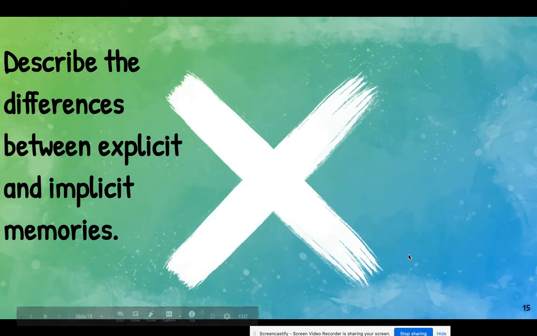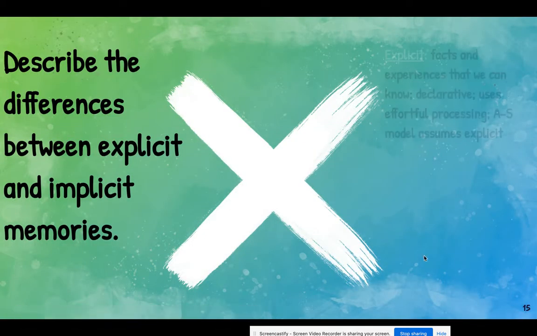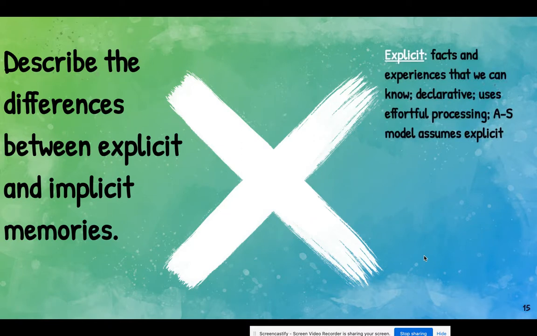The first objective is to describe the differences between explicit and implicit memories. In short, explicit memories are memories of facts and experiences. So an example would be the information that you're learning for AP Psych. Those are explicit memories. And then experiences would be like the things that you do. You might go on a trip or something like that. These are also known as declarative, and explicit memories use effortful processing.